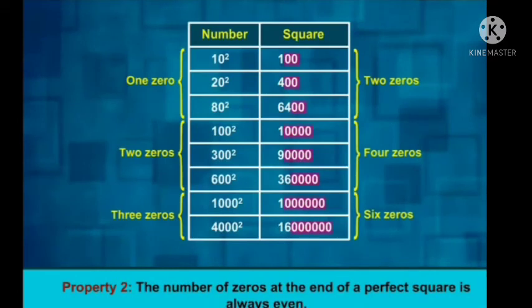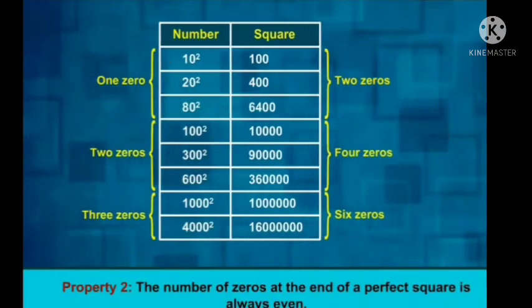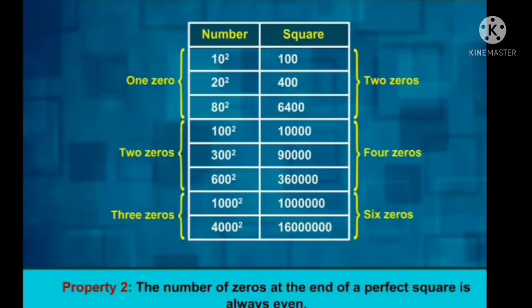The number of zeros at the end of a perfect square is always even. That means a perfect square cannot have an odd number of zeros. Look at the chart. 400 has 2 zeros, an even number. Now think of 4000. Can 4000 be a perfect square? No, because it has 3 zeros.